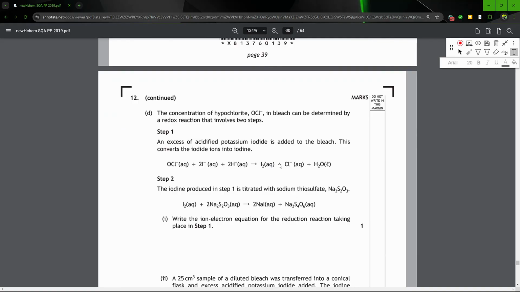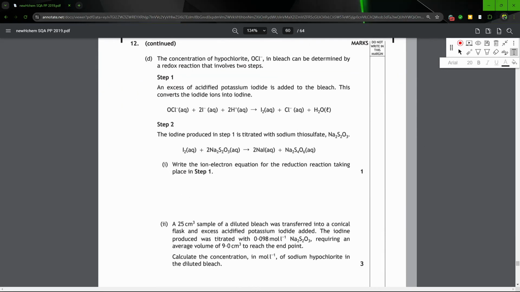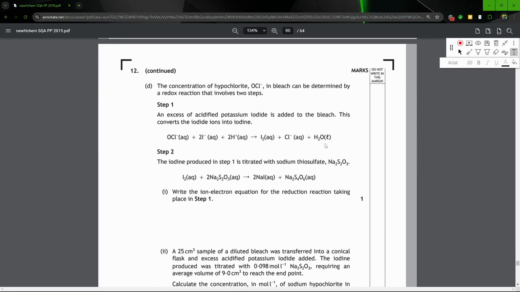The concentration of hypochlorite, OCl-, in bleach can be determined by a redox reaction that involves two steps. Step 1, excess acidified potassium iodide is added to the bleach. This converts the iodide ions into iodine. Step 2, the iodine produced in step 1 is titrated with sodium thiosulfate. Write the half-electron equation for the reaction taking place in step 1.